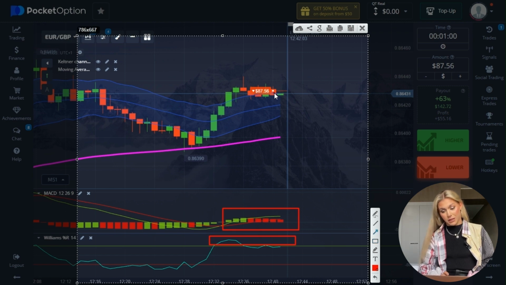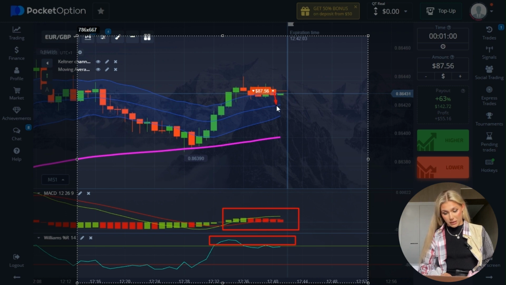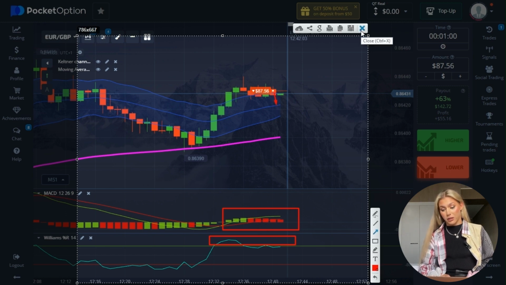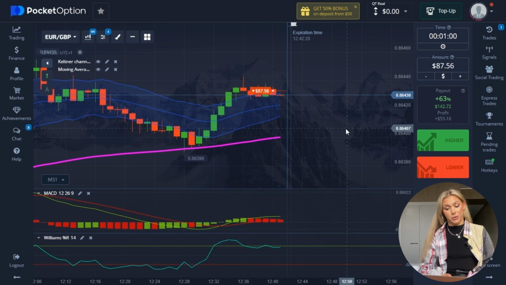So I'm currently expecting a correction and a bounce from the resistance level. The target is the middle line of the Keltner channel, and we've already seen this scenario multiple times today.